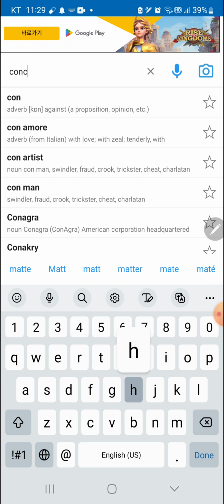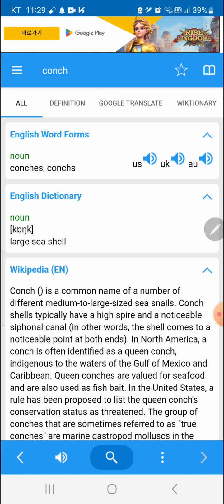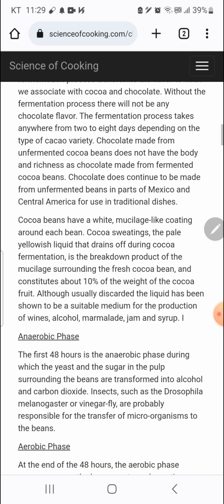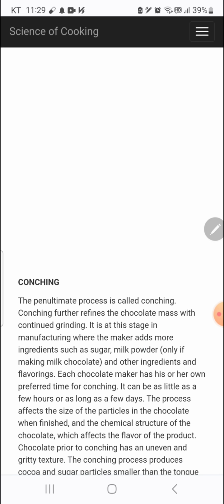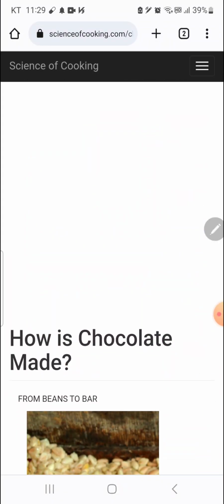Sounds like, I don't know, female vagina. Large seashell, conch. Conching. Okay, sorry. It's conching, man. Penultimate process.